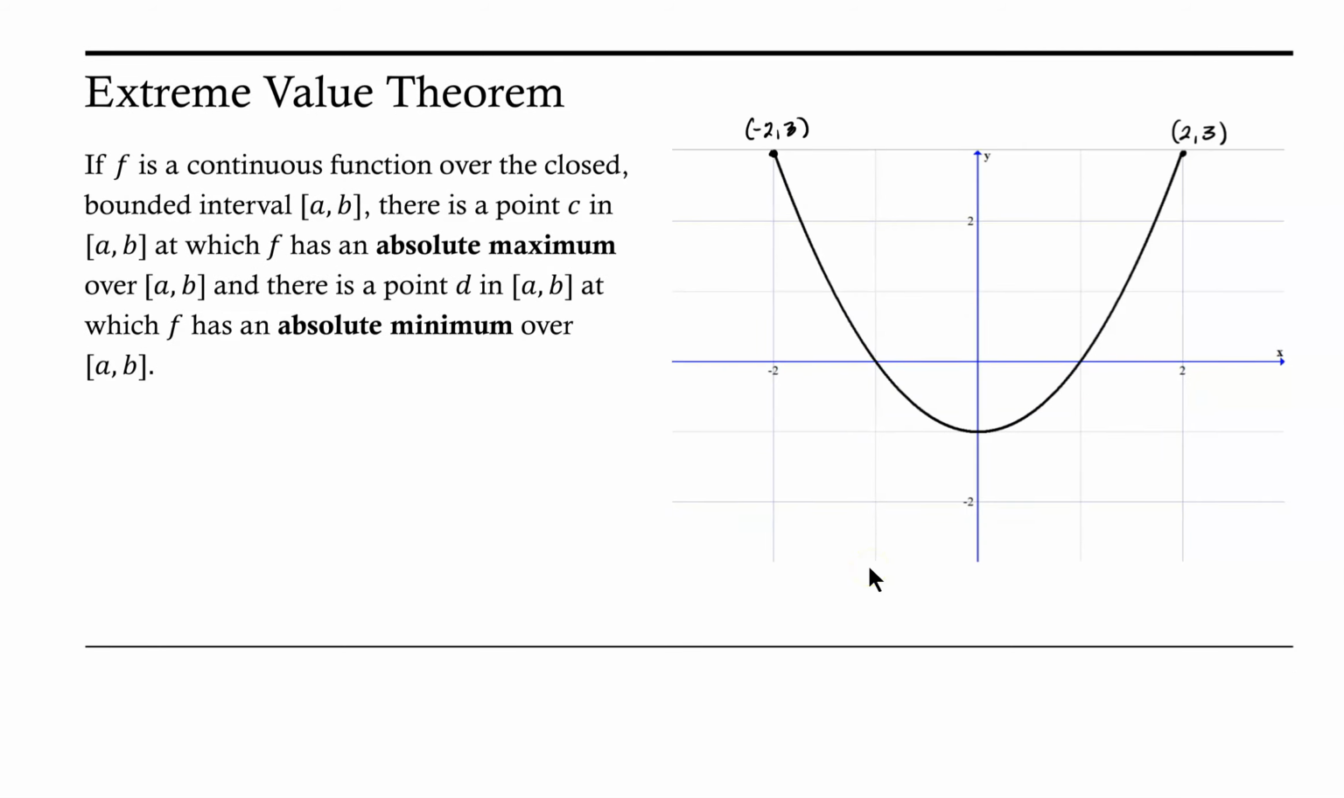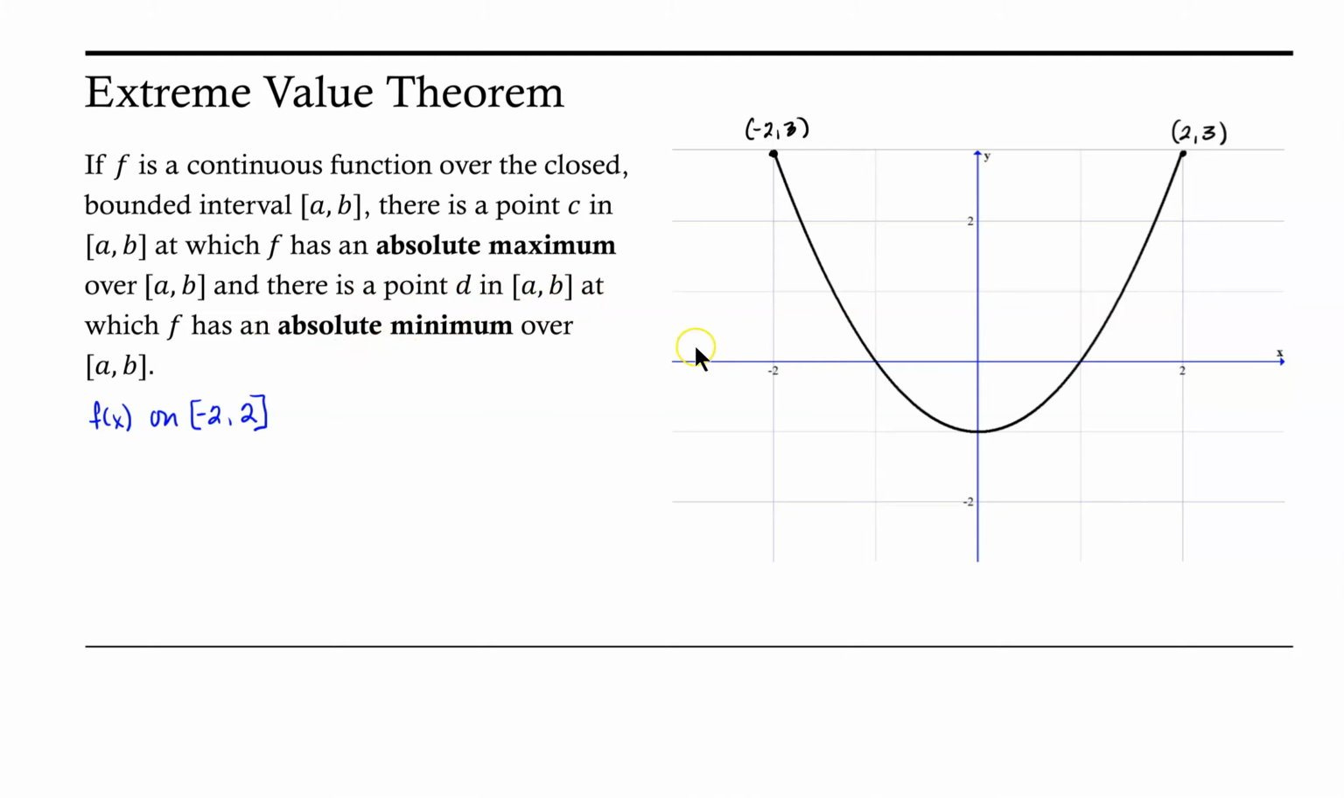Now let's take a look at a second function. Notice that we have a function here that is also nice and continuous. And so if f is continuous over a closed bounded interval, so let's go ahead and look at f of x on the interval from -2 to 2, including the endpoints. We do satisfy the hypothesis of this theorem. We are guaranteed a point c where there is an absolute maximum and a point d where there is an absolute minimum.